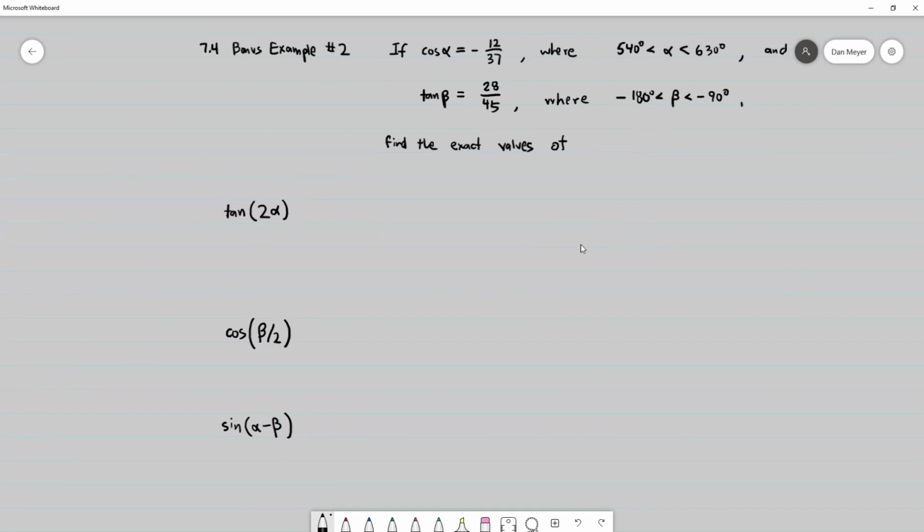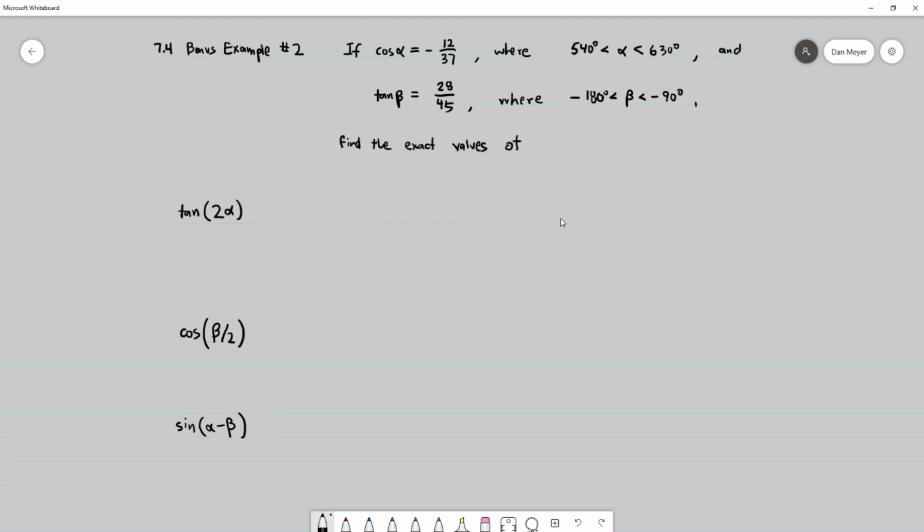One more bonus example from 7.4. Given some information here about cosine of alpha. Cosine of alpha is negative 12 over 37, and also some information about alpha. So we can deal with this first one right away.